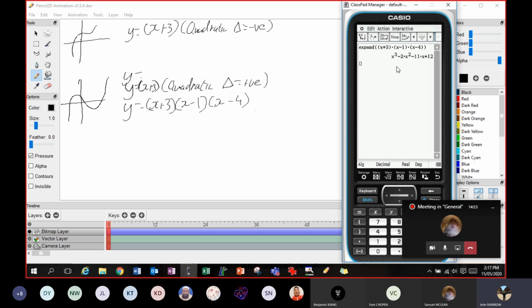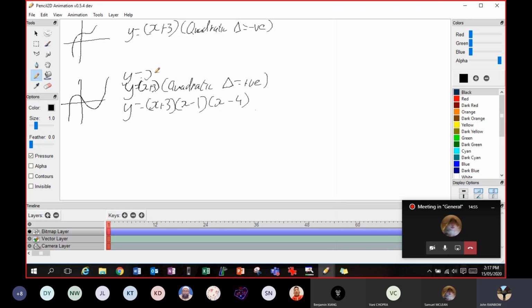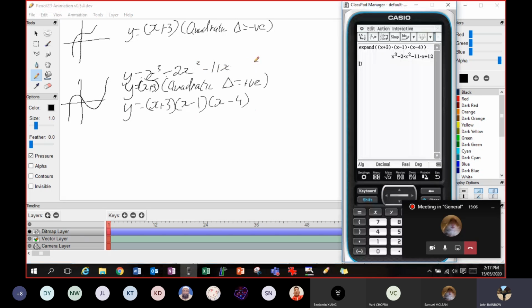So this would have been the original equation. y equals x cubed minus 2x squared minus 11x plus 12.